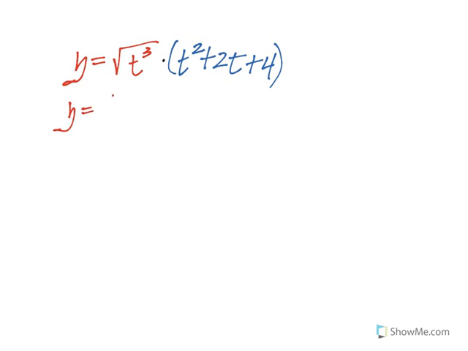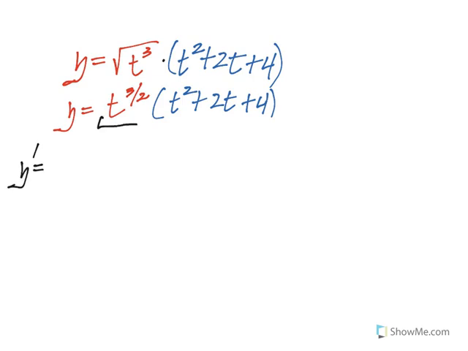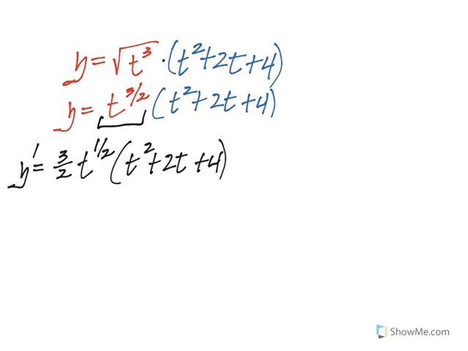I've got y is equal to t to the three halves power, times all of the second there: t squared plus 2t plus 4. And now let's derive. So I've got y prime is equal to the derivative of the first term here. Remember, power comes down to the front, t, I take 1 away from the power. That's going to be 1/2, times the second as is. That's t squared plus 2t plus 4.